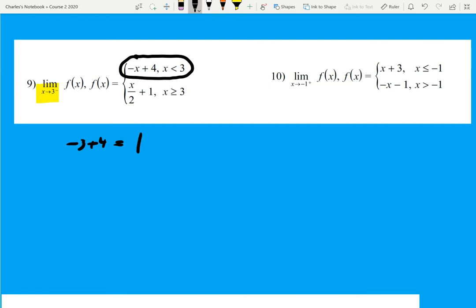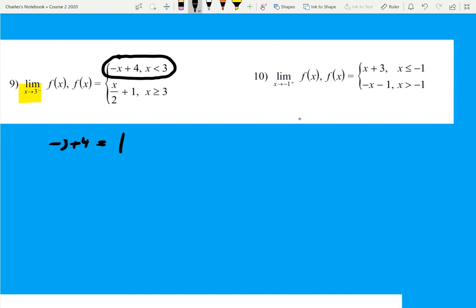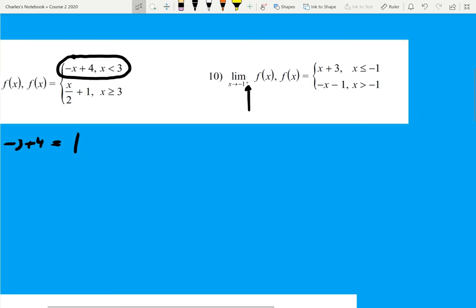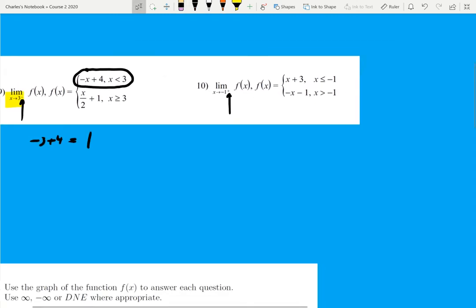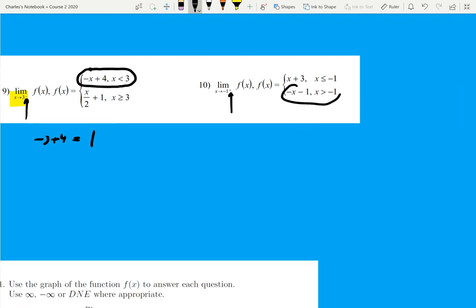Okay, if it said from the other side, I'd plug it into the other equation. This one says it's coming from the right side. Okay, this one said it's coming from the left side. The right side means when x is greater than negative 1. So that's in this case. So I would say negative 1 minus 1, which is 0. So in that case, the limit would be 0. That's how you would do these algebraically if you're given a piecewise function.